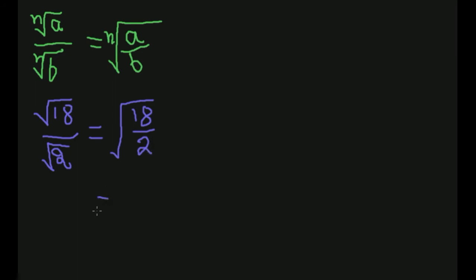So this is equal to square root of 9, since 2 nines are 18. And we know that the square root of 9 is equal to 3. So this is the way we can solve this property related query. Now come to property number 4.